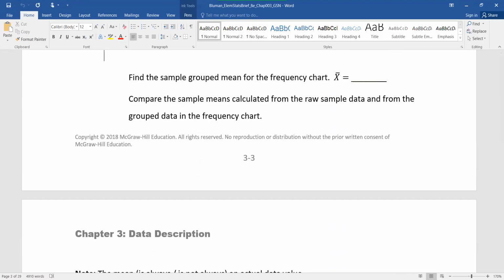All right, so we got 346.5. And we calculated earlier 346.8. So when you compare the sample means calculated from the raw sample data and from the group data in the frequency chart, you can still see it's relatively close. It's only off by 0.3. Right. So sometimes maybe instead of adding all 30 of them, we could just simply have done this math. It's a little bit quicker, a little bit less to do.